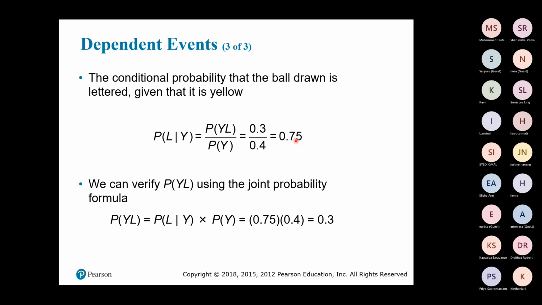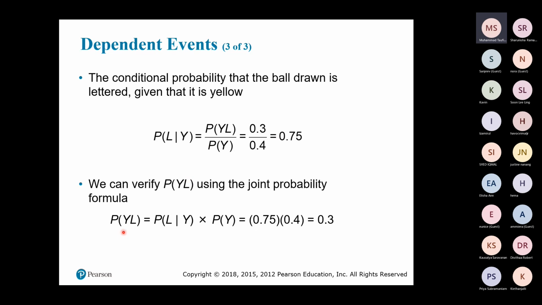Because there is a 75% chance that you will get a lettered ball when you draw a yellow ball. So this one, they just want to verify the value here. So how to do it? You just rearrange the equation.